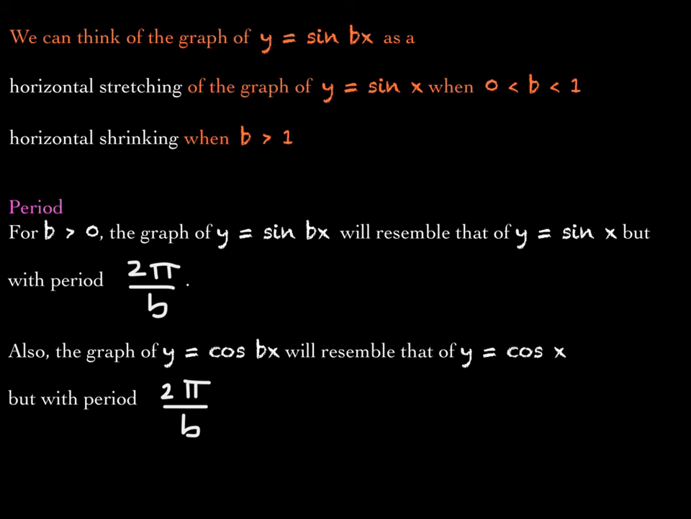All right. So in conclusion, whenever b is positive, the graph of y equals sine of bx will resemble that of the most basic sine function, but with period 2 pi over b. Same thing is true for cosine. The period will be 2 pi over b. Okay, everybody?